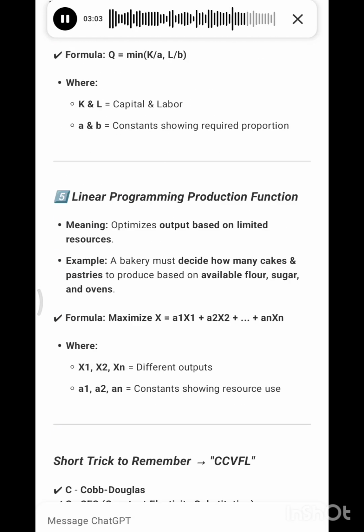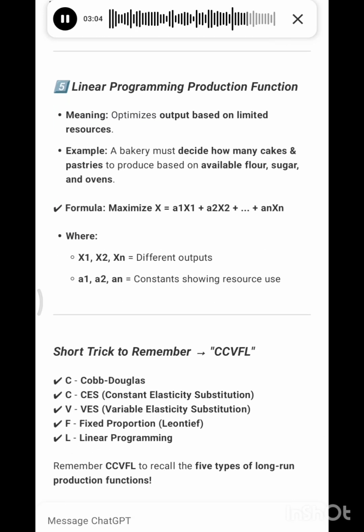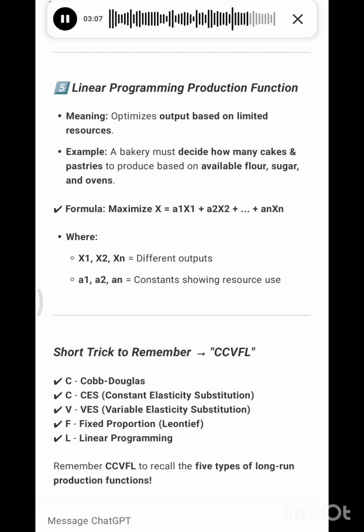5. Linear programming production function. Meaning, optimizes output based on limited resources. Example, a bakery must decide how many cakes and pastries to produce based on available flour, sugar, and ovens. Formula: maximize X equals a1x1 plus a2x2 plus and so on up to anxn, where x1, x2 up to xn equal different outputs, and a1, a2 and so on are constants showing resource use.